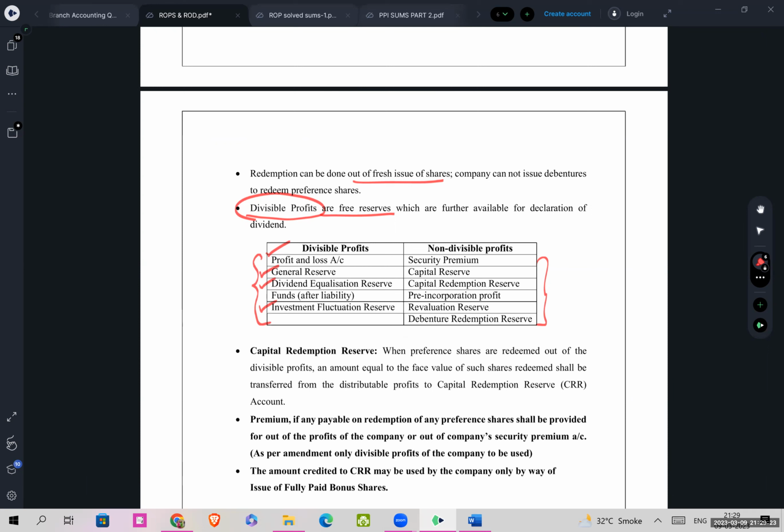Don't forget that. Non-divisible ones are securities premium, capital reserve, CRR, capital redemption reserve, which is famously known as CRR, pre-incorporation profits, revaluation reserves, and debenture redemption reserve, DRR. This we will be using in the redemption of debentures chapter. So these profits you're not going to touch to pay your dividend. If you want to pay your dividend, you will have to pay out of the divisible profits only.